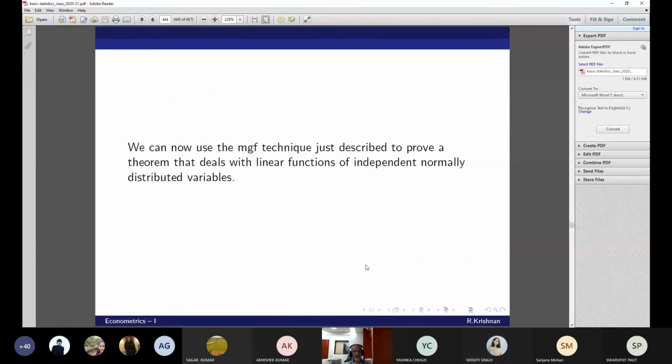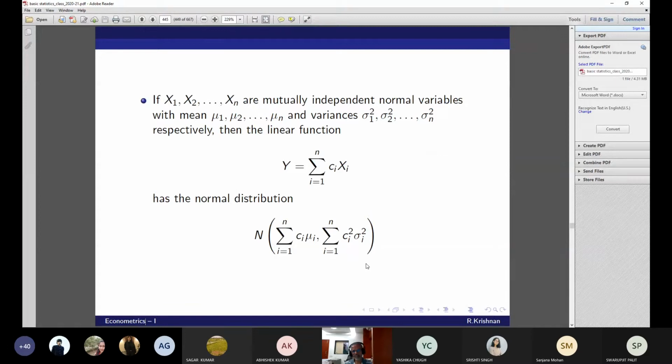We can now use the MGF technique to prove a theorem that deals with linear functions of independent, normally distributed variables. Oh no, another boring one. If x1, x2, ..., xn are mutually independent normal variables with means mu1, mu2, ... and variances sigma1 squared, sigma2 squared, ... respectively, then the linear function has a normal distribution. Can somebody prove this?